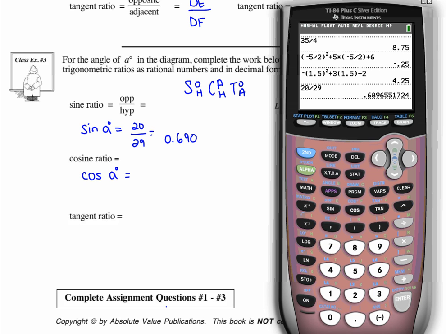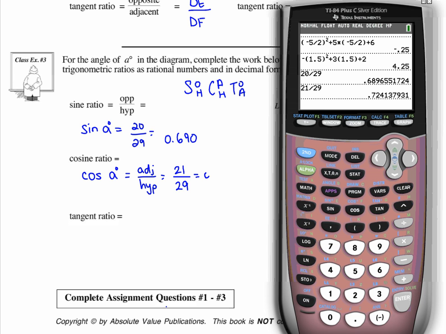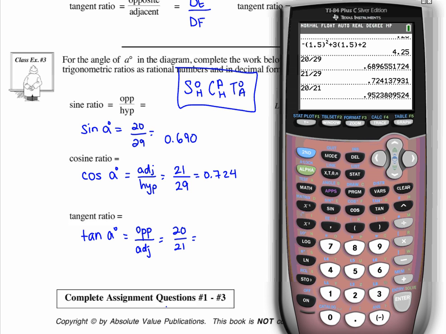Okay, cos. Well, cos ratio is adjacent divided by hypotenuse. What's the adjacent length? 21 divided by hypotenuse of 29. So that ratio would be 0.724, 3 decimal places. And the tan ratio, or tan of A, is equal to opposite divided by adjacent. Okay, and you can tell that by SOHCAHTOA. Opposite over adjacent. Opposite, we said, was 20. Adjacent, 21. So 0.952. Okay?